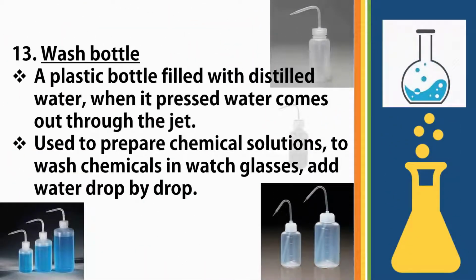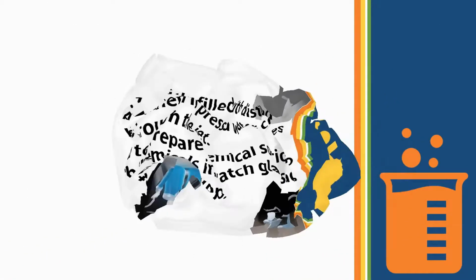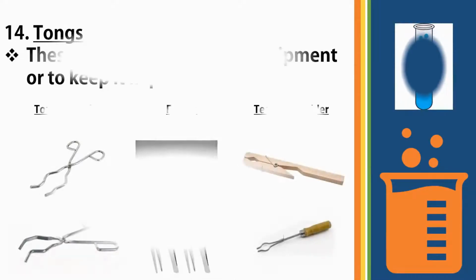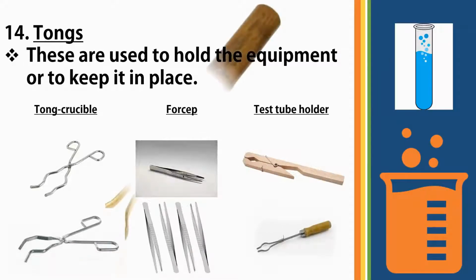Wash bottle. A plastic bottle filled with distilled water. When it is pressed, water comes out through the jet. Used to prepare chemical solutions, to wash chemicals in watch glasses, and to add water drop by drop. Tongs. These are used to hold equipment or to keep it in place. Tong, crucible tong, forceps, test tube holder.